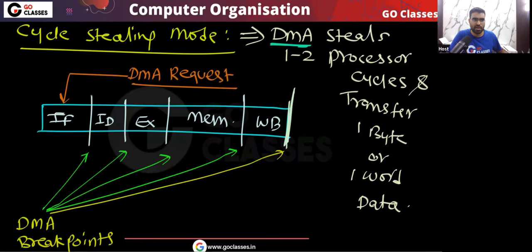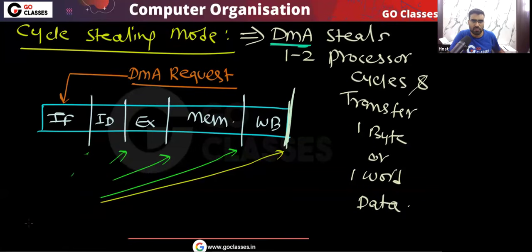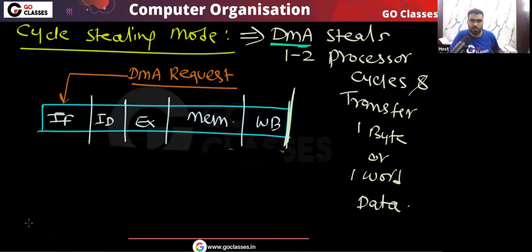DMA request came here. Now you tell me, at this point, if DMA request is coming, then when the DMA will get acknowledgement here, yes or no? Do you agree? So here you can see at this point. Okay, so let me remove it. Okay, so the DMA request has come at this point.